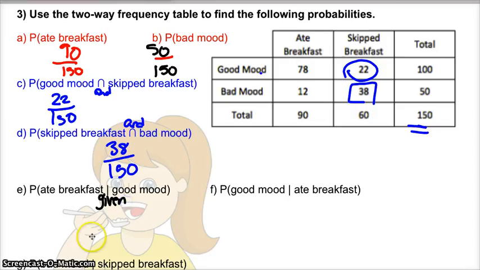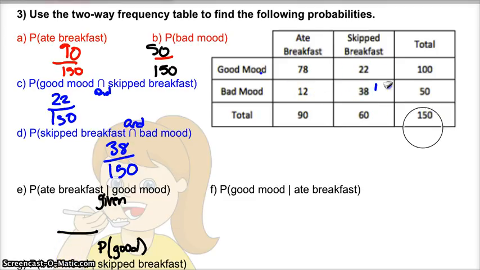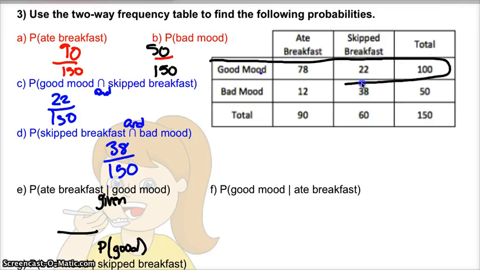So it says the probability that somebody ate breakfast given they were in a good mood. So the number down here isn't going to be 150. It's going to be the number of people who were in a good mood. So let me erase all these other markings, and let's look at just those people who were in a good mood. The good mood row is right here. So there were 100 people who were in a good mood.